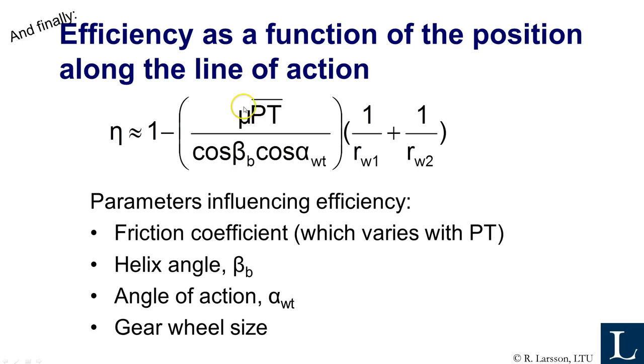But you can also see that the bigger the mu is, not surprisingly maybe, the lower the efficiency. The bigger the helix angle, the bigger the losses. You can also see that the angle of action or pressure angle is influencing this. It normally doesn't vary very often, so you may not do very much about that. But also, maybe more important, the gear wheel size plays a role, since the pitch radii play an important role here.